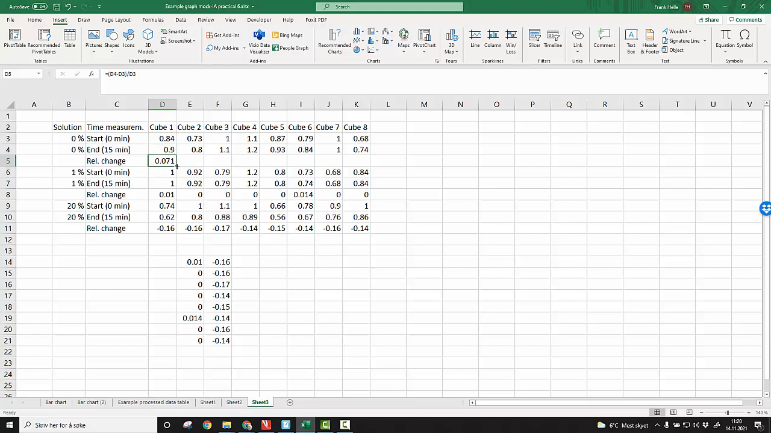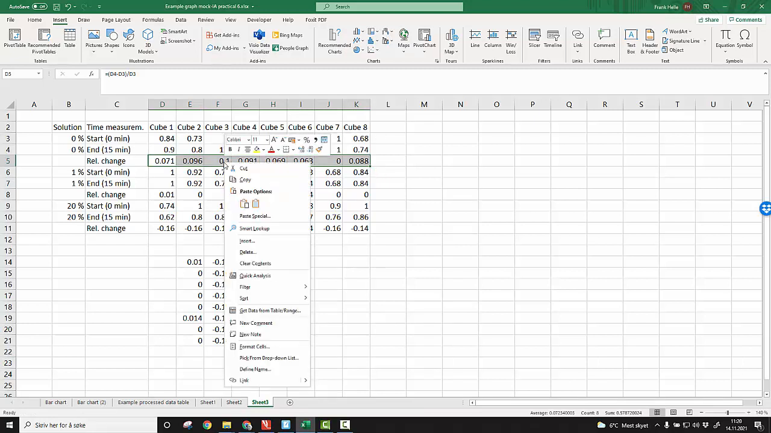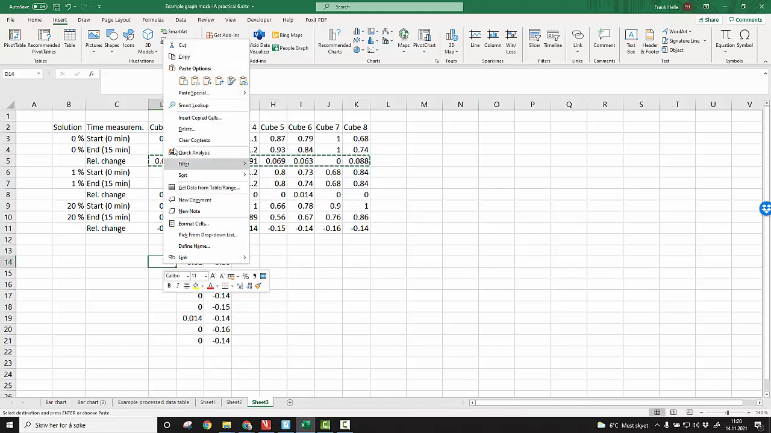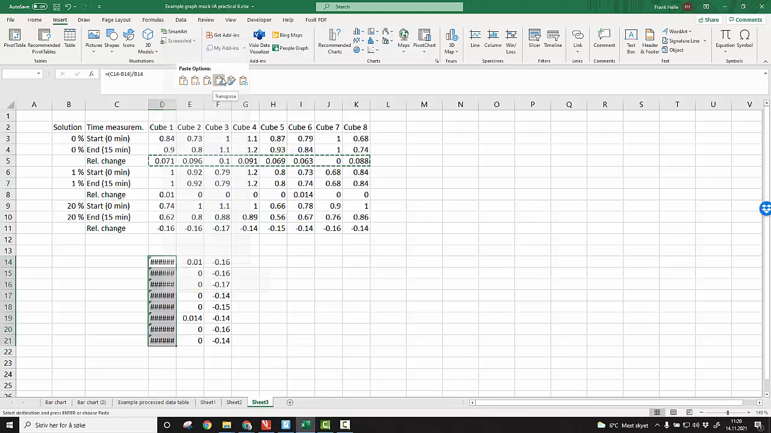And when I have one cell, you can just drag this formula along the whole row to get all the data. And then I can copy this and do a transpose paste. That means it switches columns and rows to get the data here.